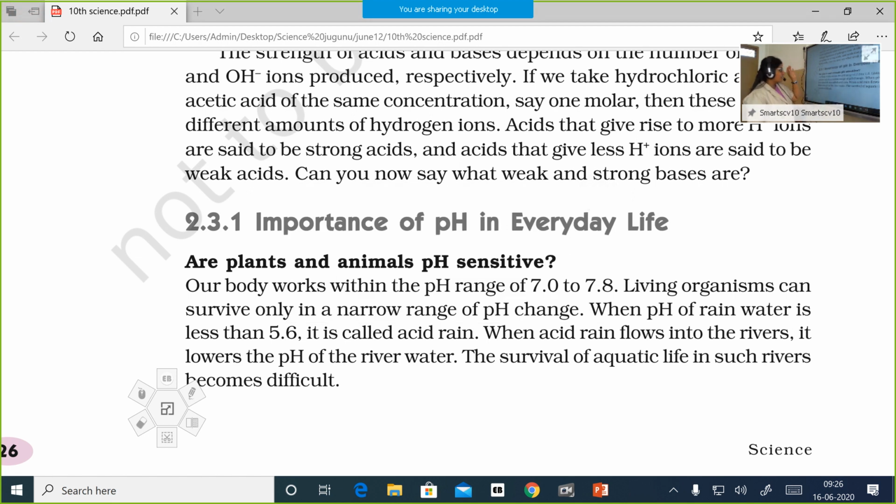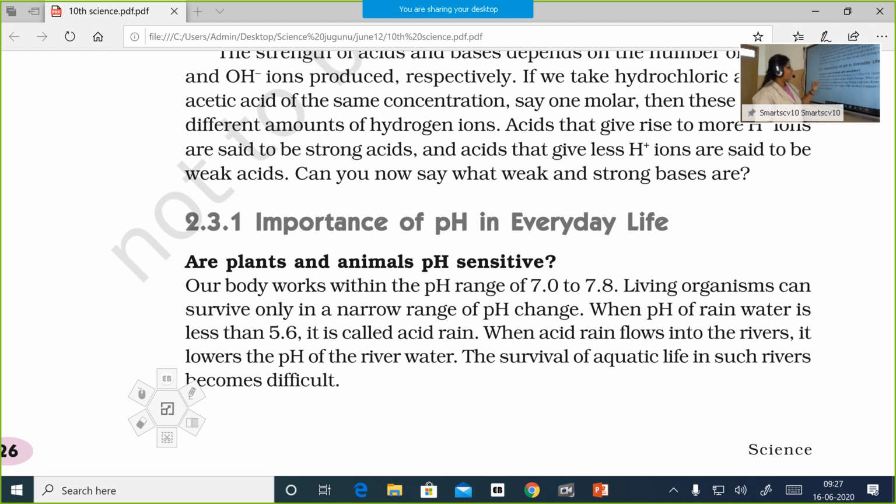Now, importance of pH, we'll go for the first one. All our organisms, including plants and animals, our body is pH sensitive. So, the human body is pH sensitive. Go for the first line. Our body, that is the human body, works within the pH range of 7 to 7.8. That is almost neutral to slightly alkaline. All our body activities will take place only in this range of pH.